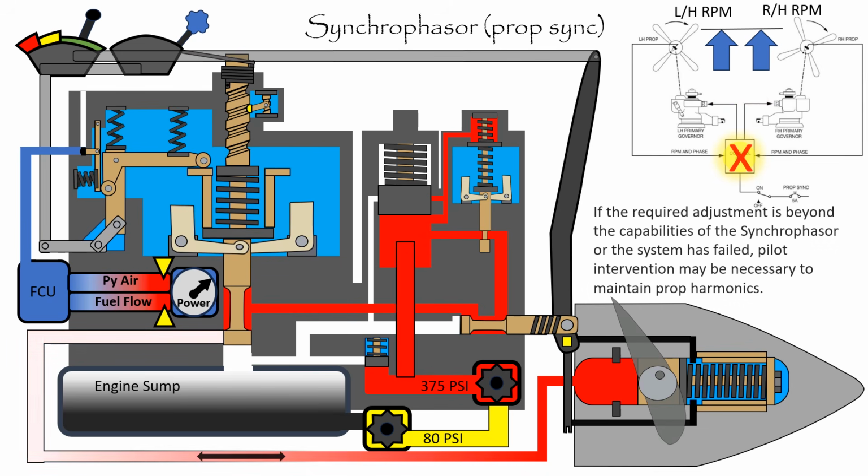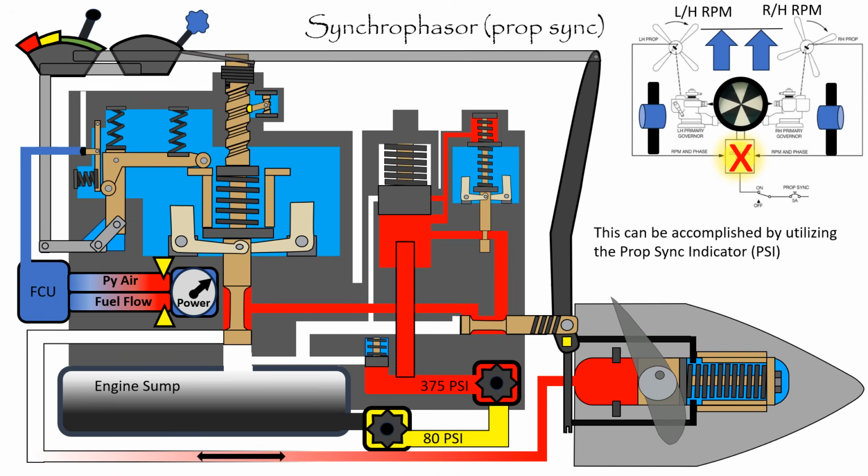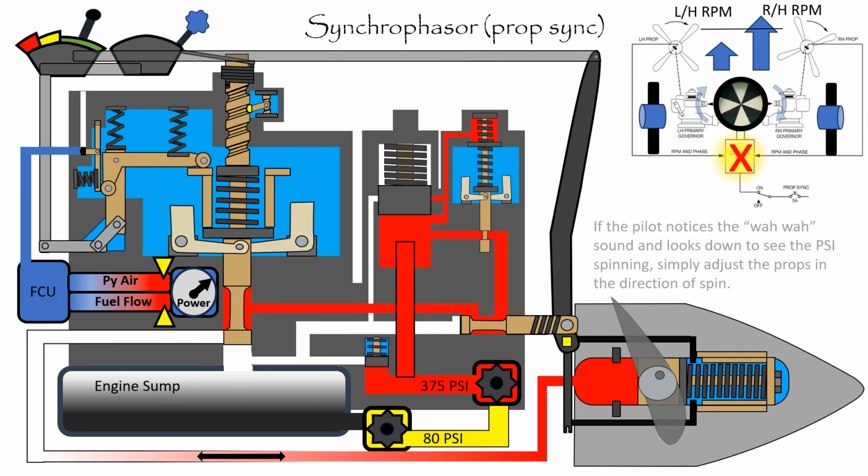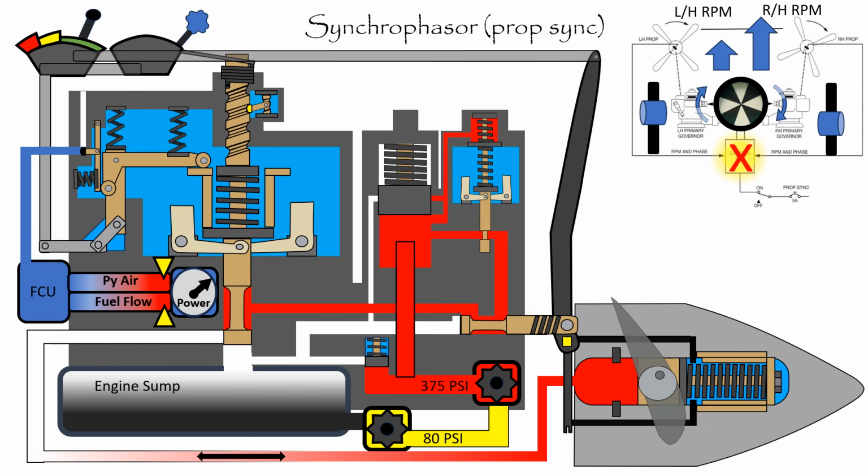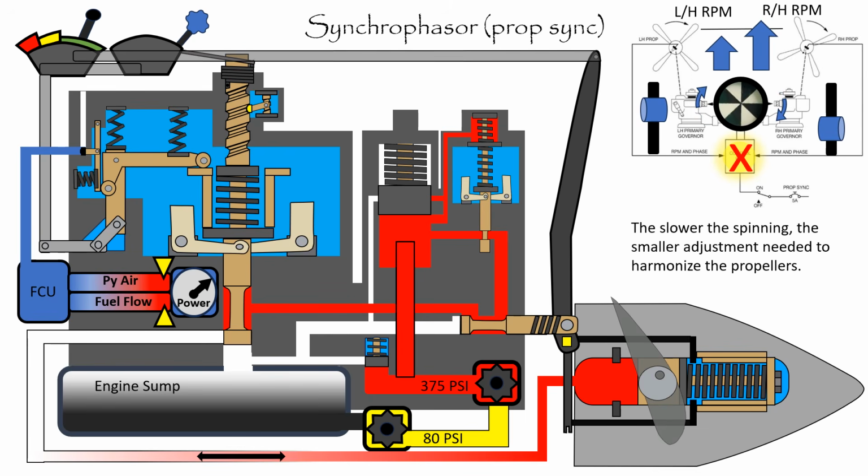If the required adjustment is beyond the capabilities of the syncophaser, or the system has failed, pilot intervention may be necessary to maintain prop harmonics. This can be accomplished by utilizing the prop sync indicator, or PSI. If the pilot notices the wah-wah sound and looks down to see the prop sync indicator spinning, simply adjust the props in the direction of spin. The slower the spinning, the smaller adjustment needed to harmonize the propellers.